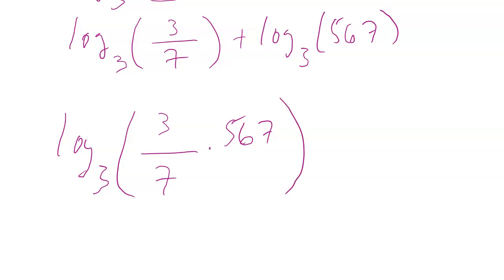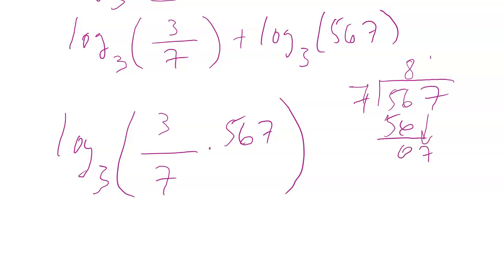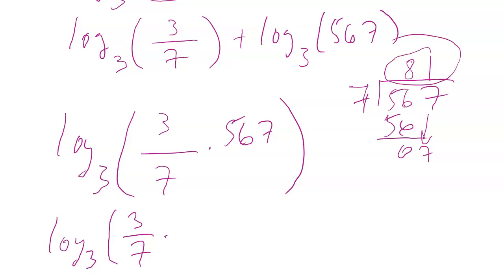If I had to guess, this would be so nice if 7 goes into 567, and I think it does. I think it goes 81 times. Let's see, 7 into 567. 7 goes into 56 8 times. This is 56. That's 0. Bring down the 7. So this is 81 times. Oh, that's perfect. So log base 3 of 3 over 7 times 81. But I know these 7s are going to cancel out. I get log base 3 of 3 times 81.